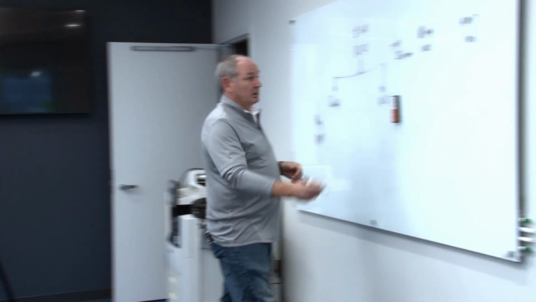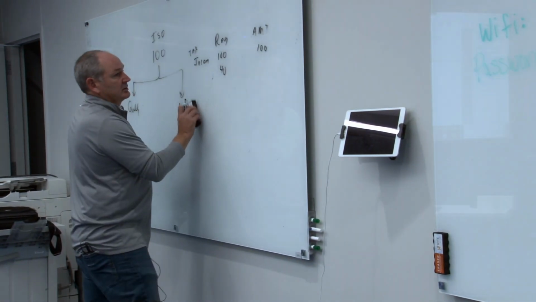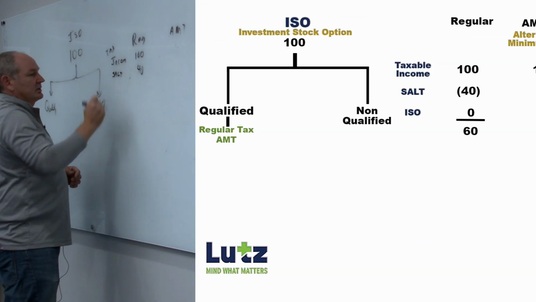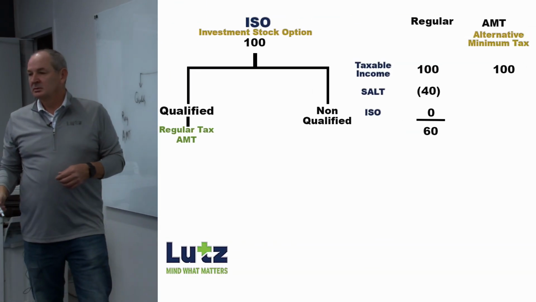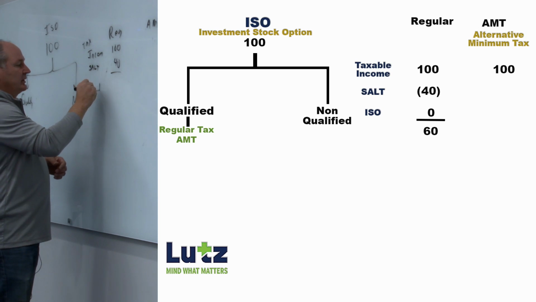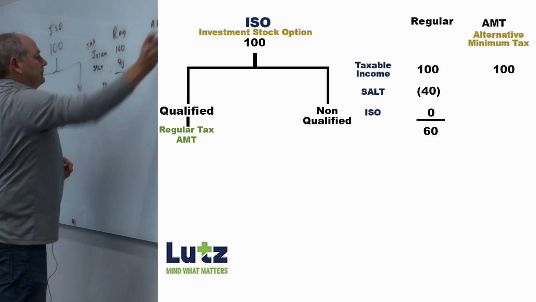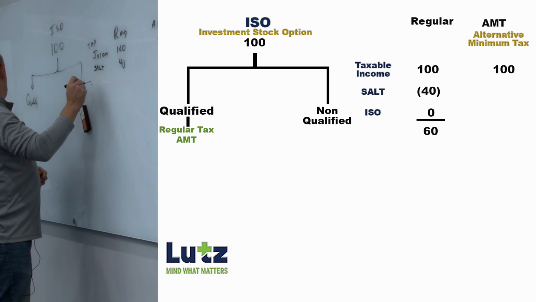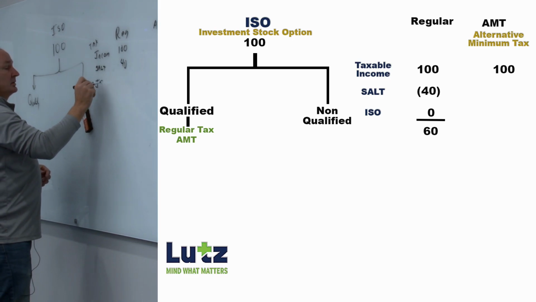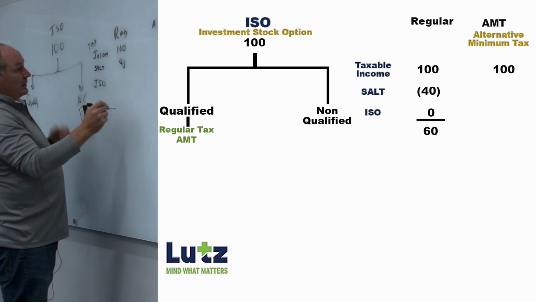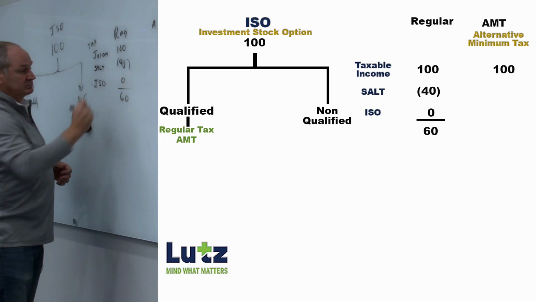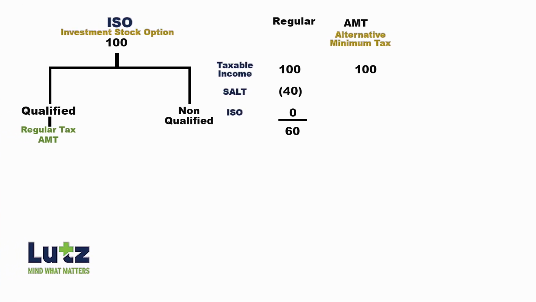Okay? So we say, okay, I'm going to revise this. We have state and local deduction because I have a California house. Okay? And my taxable income, let's see, ISO. My taxable income is 60. Okay? So now you have this regular tax calculation.